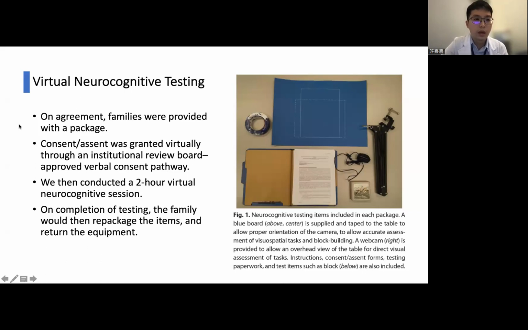So on agreement, the family was provided with this package, and consent and assent were granted virtually through an institutional review board approved verbal consent pathway. And then they would conduct a 2-hour virtual neurocognitive test session. After the test, the family would repackage the items and return the equipment.